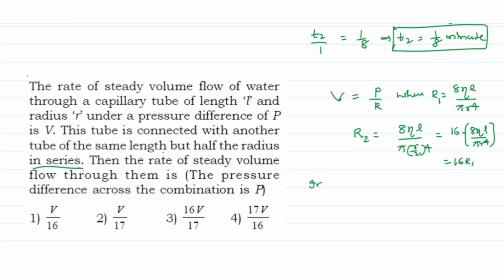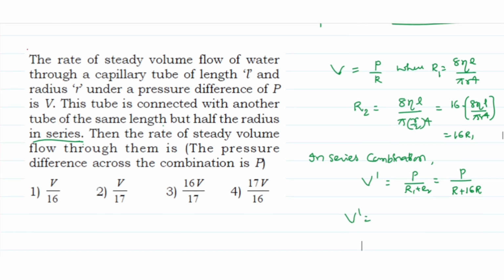In series combination, the volume of the liquid flowing across the combination of the tubes is P by R, where R in series is R1 plus R2. That means P by R1, let us take it as R, plus R2, which is 16 times the R value. So V dash is P by 17R.